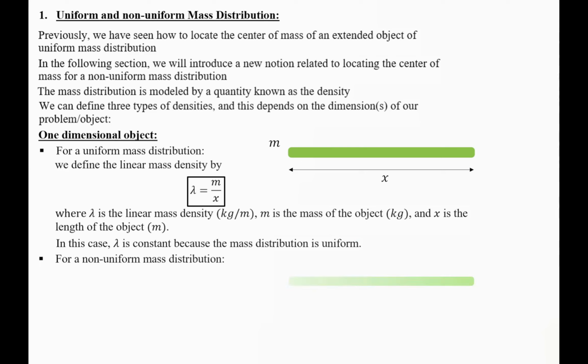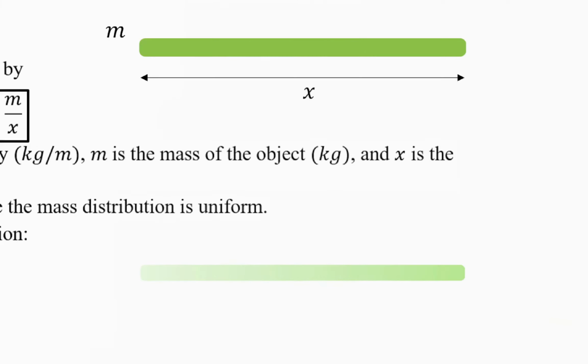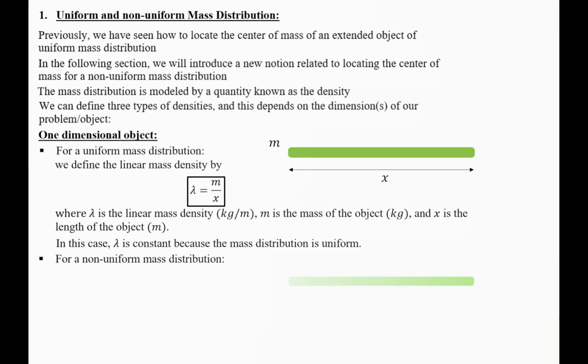Now for a non-uniform mass distribution, we have the same bar, but notice that the bar has been represented by a gradient color, which means that the mass distribution is not the same. You can think about it this way: the color is more saturated on the right than on the left, so there we have more mass. Let's say, for example, we define the linear mass density according to what?